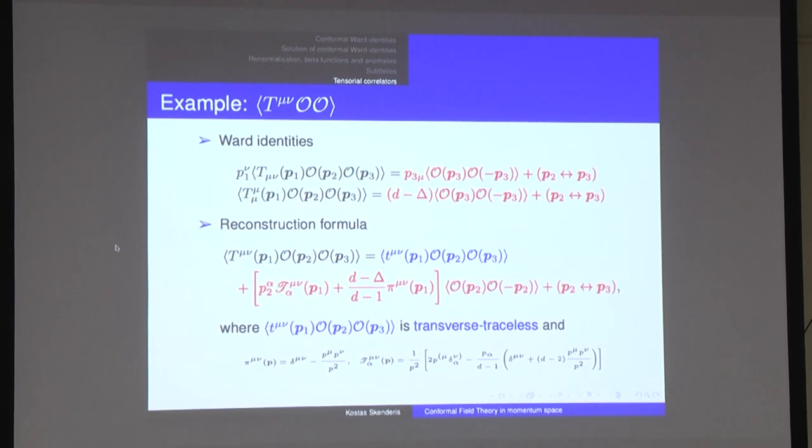So this means that by using the diffeomorphism and Weyl Ward identities, we can write down the three-point function in terms of lower point functions plus a piece which is transverse and traceless. So at this step, we're going to try to solve the problem of finding the solutions for this object which is explicitly traceless and conserved, because the rest we already know what they are. So if I know the general structure of this, then I put it in this formula, and then I get the general answer.